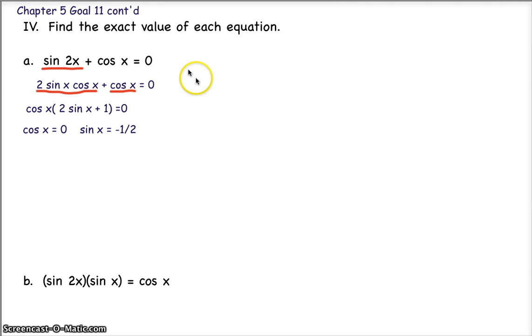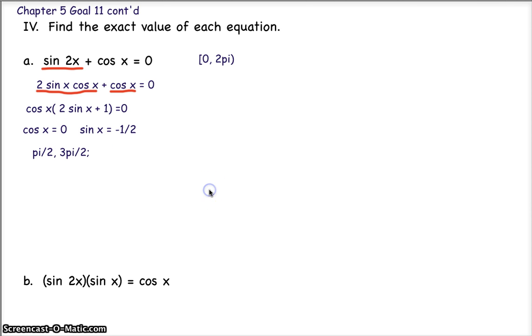Let's solve this, and notice I didn't give any restrictions, so let's assume that the homework gave us restrictions from 0 to 2 pi, so we'll say from 0 to 2 pi. So where does cosine equal 0 from 0 to 2 pi? Well, it equals 0 at pi over 2 radians, and at 3 pi over 2 radians.